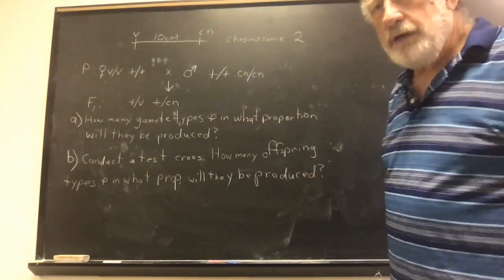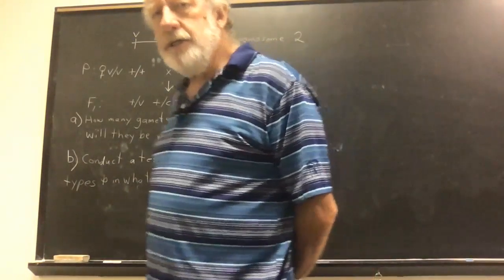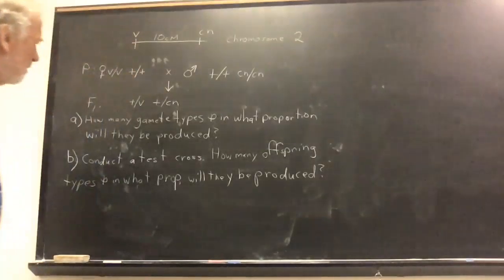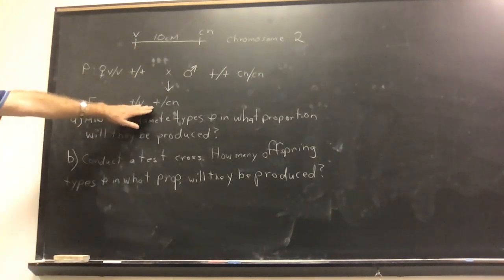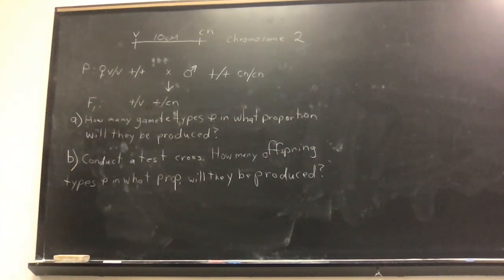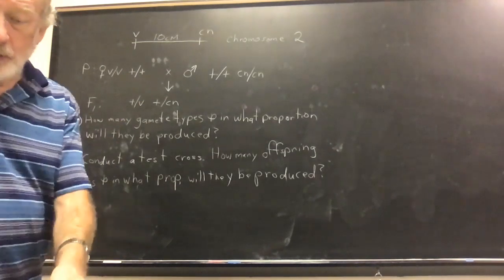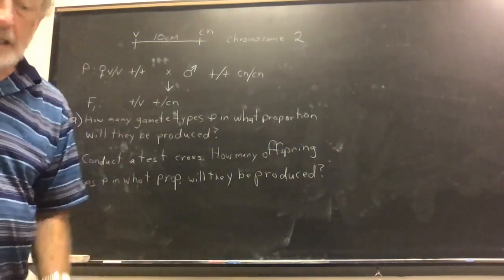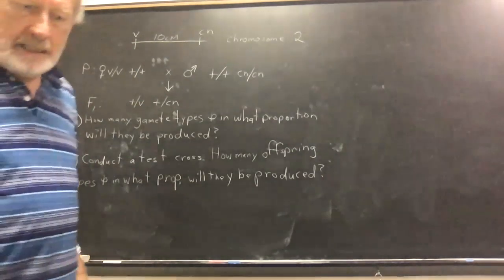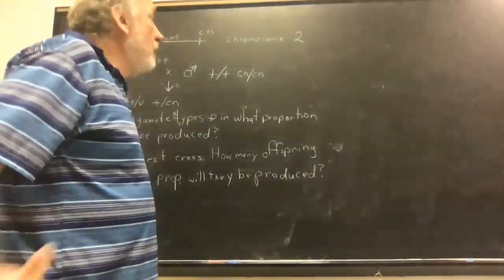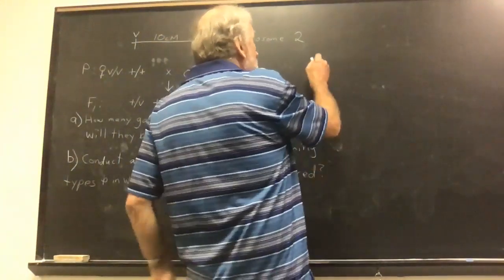So what the problem is asking us to do is to figure out how many gamete types will be produced and in what proportion will they be produced. And secondly, to conduct a test cross with this F1 female times a tester male to determine how many offspring will be produced and in what proportions will they be produced. So let's go ahead and start with A here. And I might be able to squeeze it in over here.